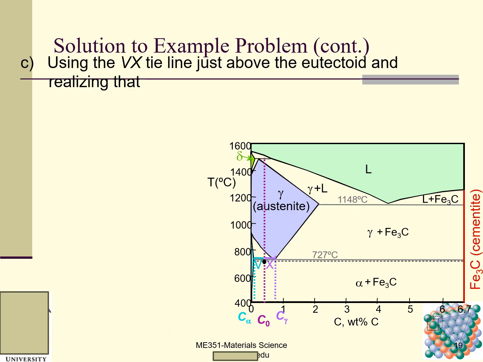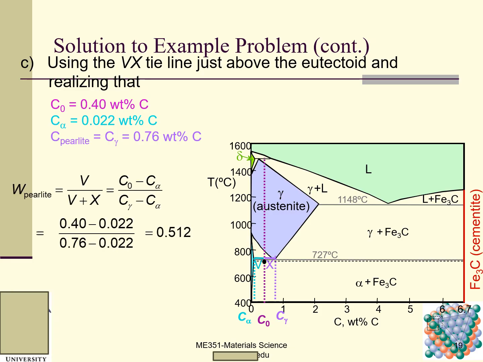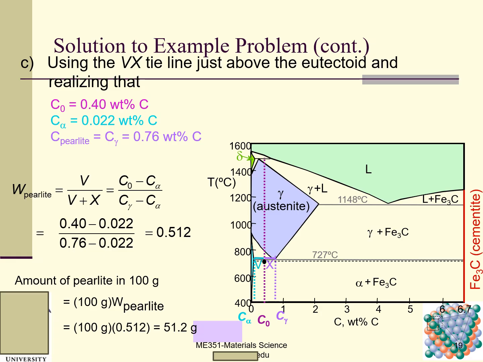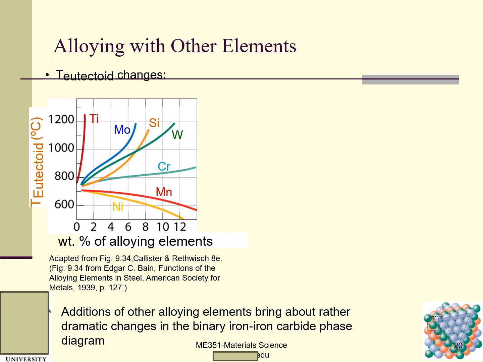And the third one is using the VX tie line just above the eutectoid. And C0, C alpha, and C pearlite, you can get these. C pearlite can be obtained using this equation. The amount of pearlite in 100 grams equals the 100 gram total mass multiplied by the weight percent, which equals this one. And then we talk about alloying with other elements.